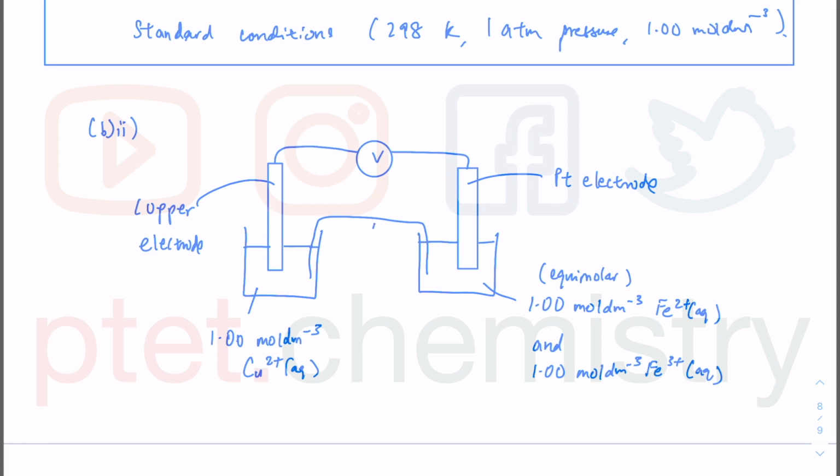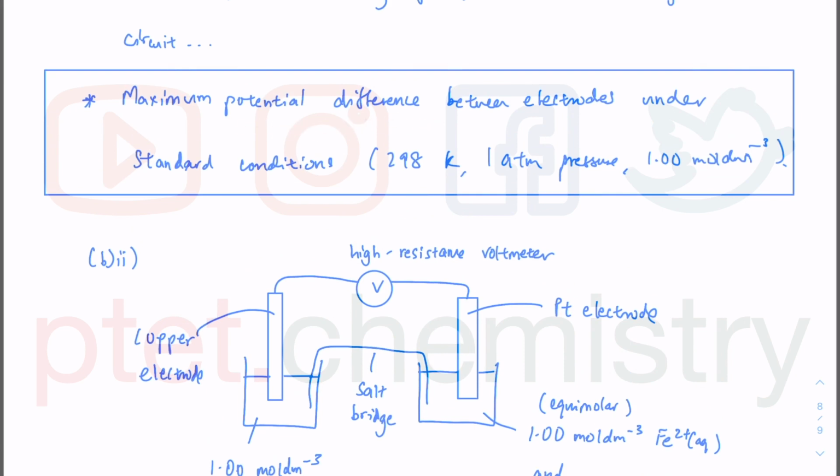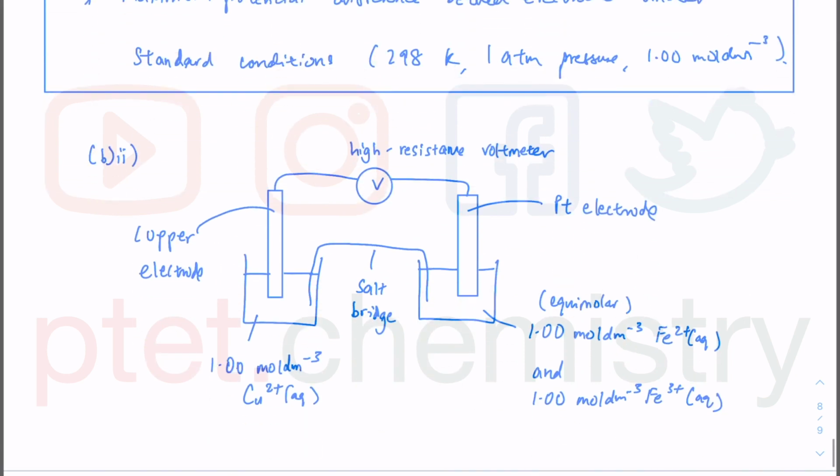I haven't completed the circuit until I label the salt bridge there, and I also need to label this as a high resistance voltmeter. The idea of high resistance is so that it allows you to measure the maximum potential difference, which was actually the definition for E cell. Include all necessary reactants. I did that. I should probably just mention this is at 1 atm pressure, 298 Kelvin or 25 degrees Celsius on the side there.